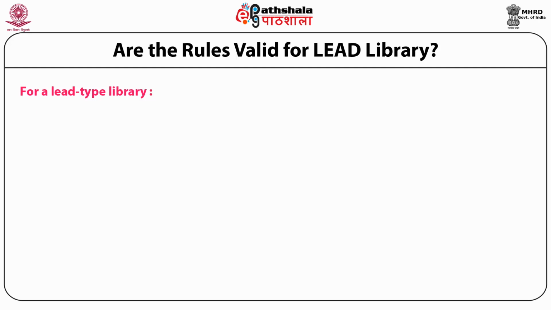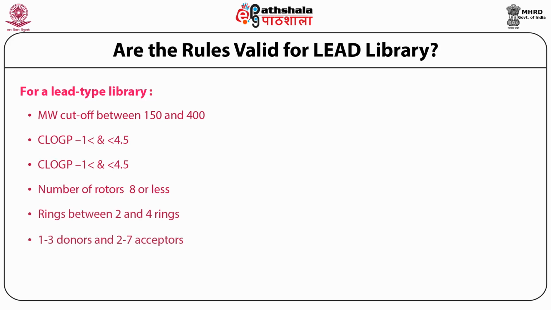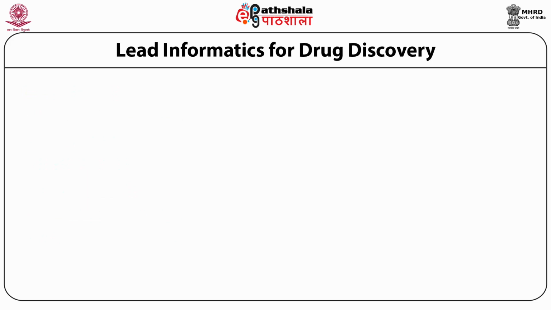So another paper publication has come up saying that the molecular weight cutoff should be reduced to between 150 and 400 instead of 500, and C log P should be a little less than 4.5, because we are going to increase C log P. Then the number of rotors should also be less, because we are going to add a few fragments. Similarly, we should have a reduced number of rings and a reduced number of donors and acceptors.